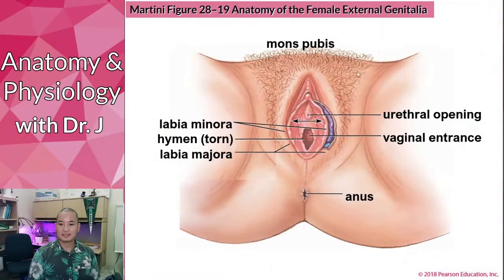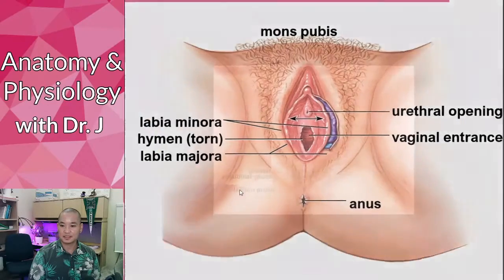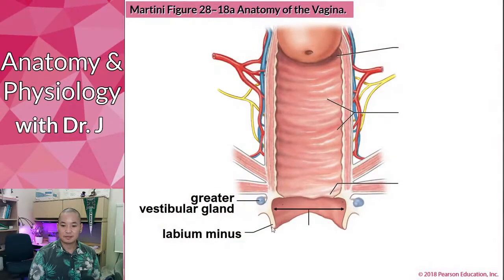Alright, so then back to here. Here we have, again, the vulva being shown right here. Now we're going past the vestibule. And this is an interesting thing: labia minus just refers to one of the labia minora. So again, between the labia minora, the vestibule is this part. You're not quite at the vagina yet.